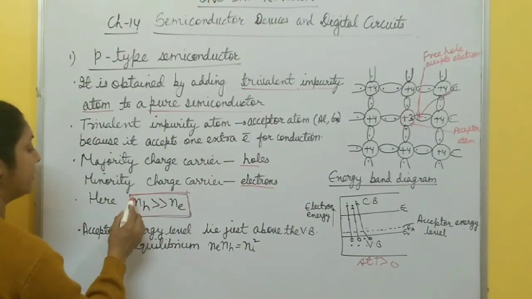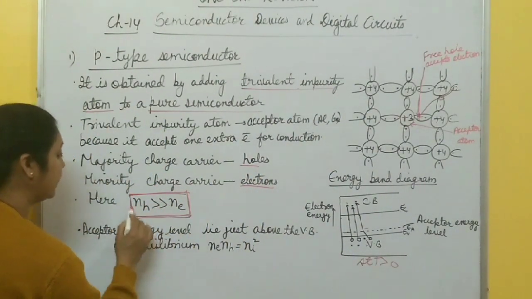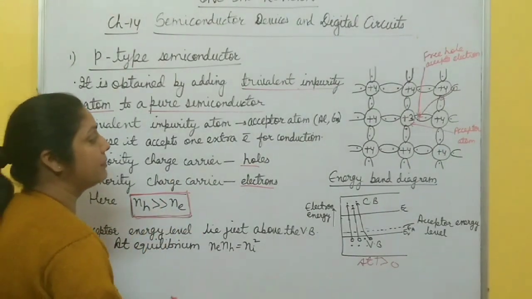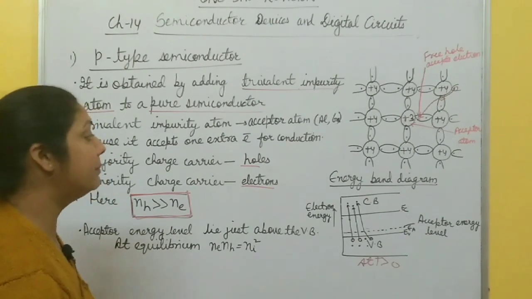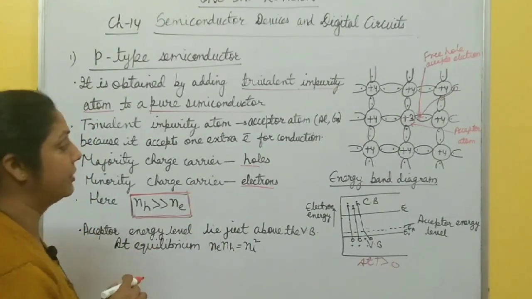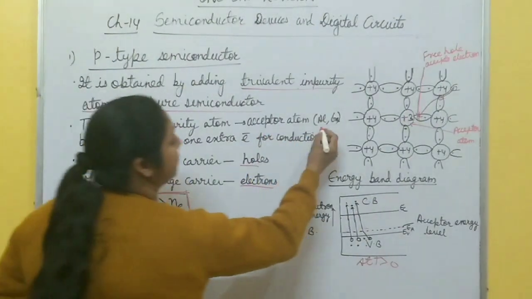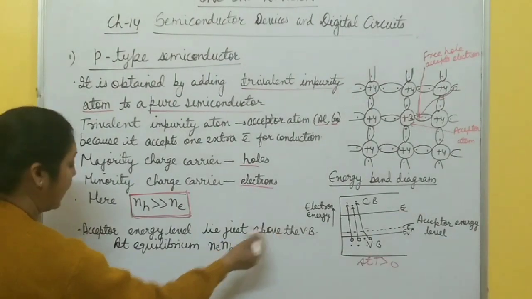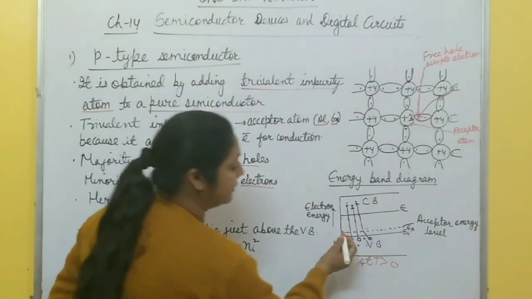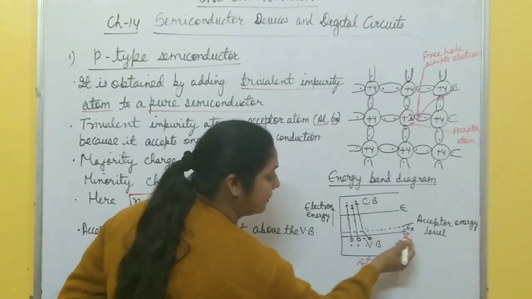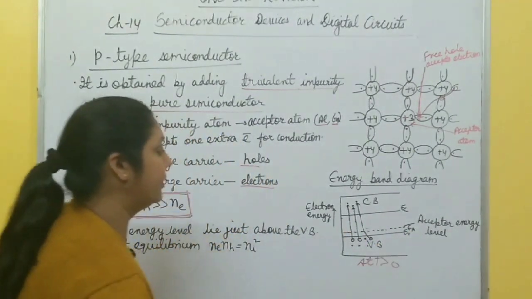And in this case, the number of holes is greater than the number of electrons. These trivalent impurity atoms, like aluminium and gallium, are also called acceptor atoms because they accept extra electrons for conduction, right? And this acceptor energy level lies just above the valence band. Here, in this energy band diagram, the acceptor energy level is present above the valence band, right?